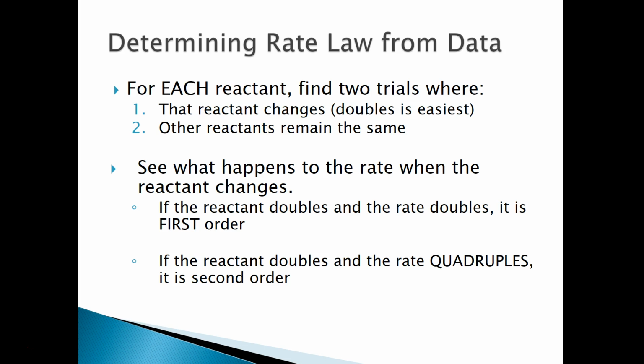So if the reactant doubles and the rate doubles, it'll be first order, and the rate law would look like this, where rate would equal k times the concentration of our reactant raised to the first power. If the concentration of the reactant doubles and the rate quadruples, then it'll be second order, and it would look like this.